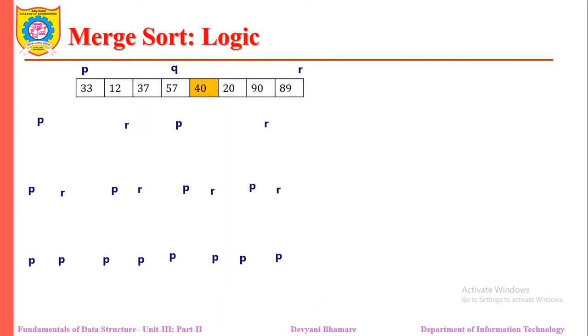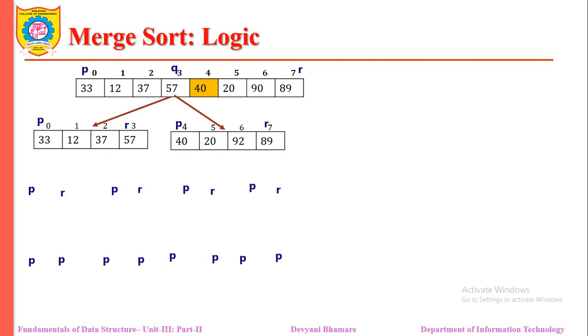Let me show some logic. Here p is pointing to the 0th element and r is pointing to the last element, and q is the mid index. So we are dividing the array into 0 to 3 and q plus 1 to r, which means 4 to 7. Again, the subarray 0 to 3 is divided into two parts: 0, 1 and 2, 3, which means 33, 12 and 37, 57.